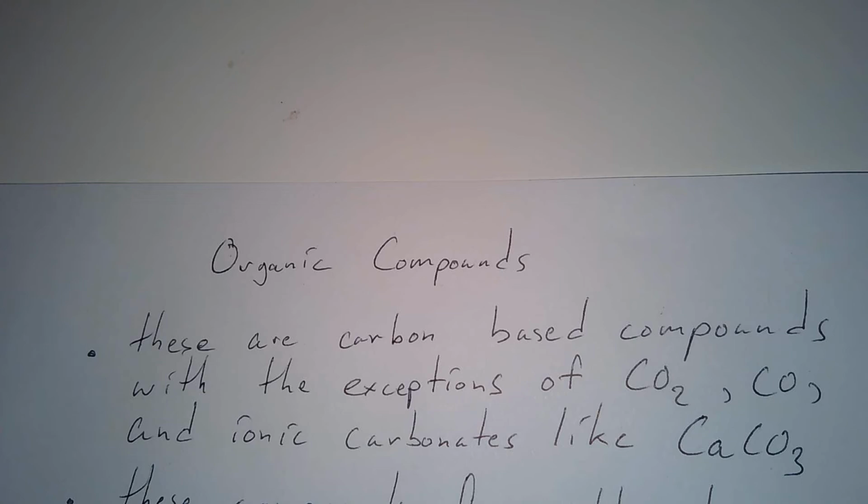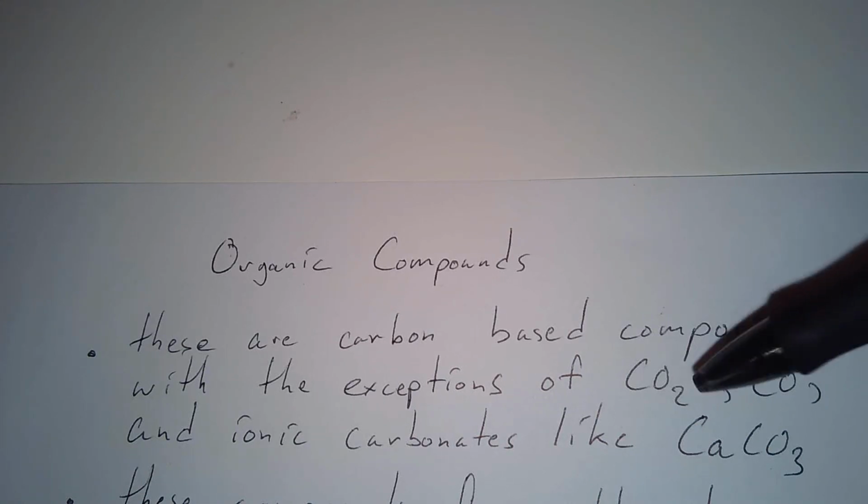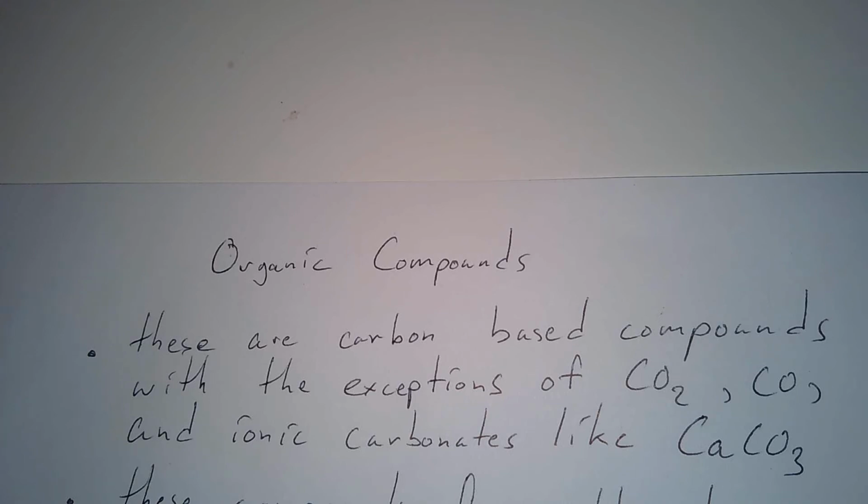Okay, so what's an organic compound? An organic compound is a carbon-based compound. That means it's a compound that contains the element carbon, C. There are some exceptions. CO2, carbon dioxide, would not be considered organic. CO is carbon monoxide. That is not organic as well. And then ionic carbonate. Anything that's got the CO3 group is a carbonate, something like calcium carbonate. Okay, so anything that's hooked up to the CO3.